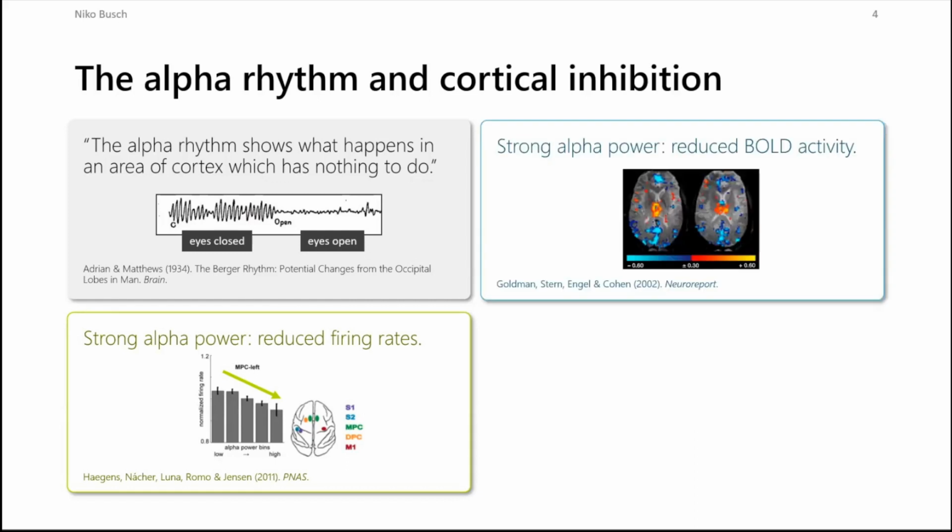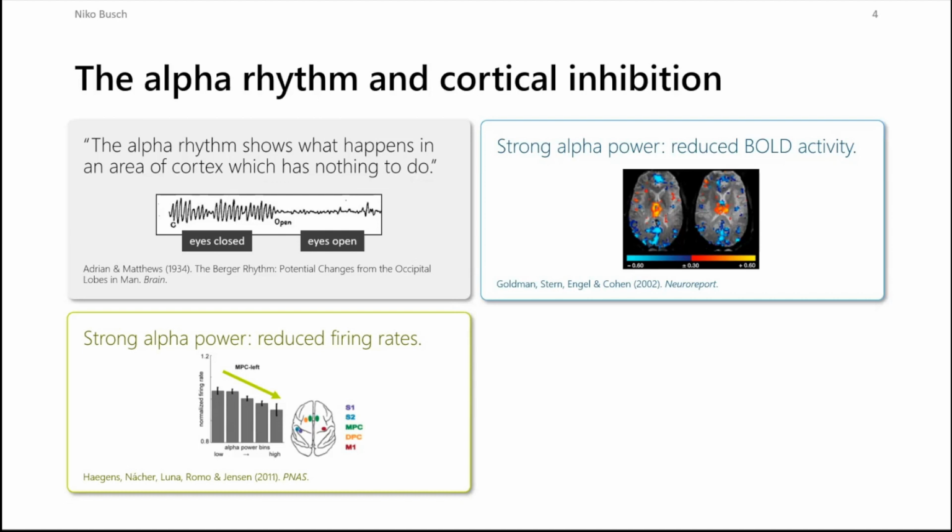We also see that in humans. This is a monkey study. We see something similar in humans, for example, in fMRI studies, where strong power is associated with reduced BOLD activity. That's why it's blue in occipital cortex. The red spot is the thalamus, presumably because the thalamus is part of the pacemaker that drives this rhythm.